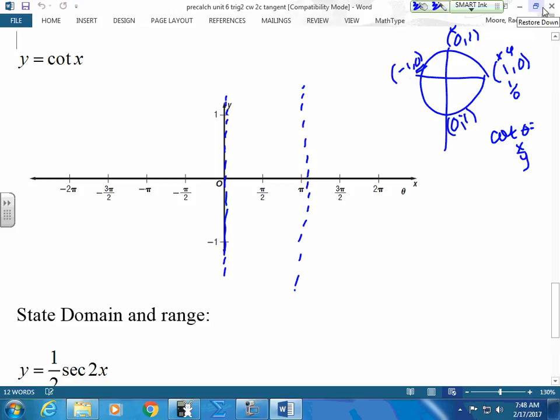Okay, at the 90, x over y, 0 over 1. What do I get? 0. So where else do you think I have zeros? Negative. So here's an asymptote. So here's a 0. Here's a 0. Here's an asymptote.